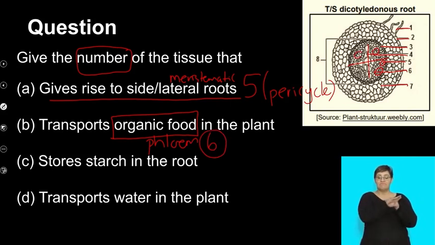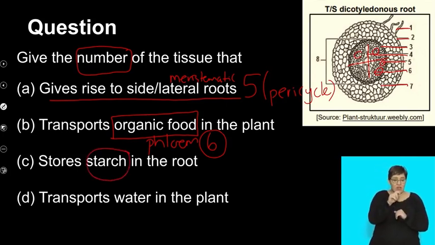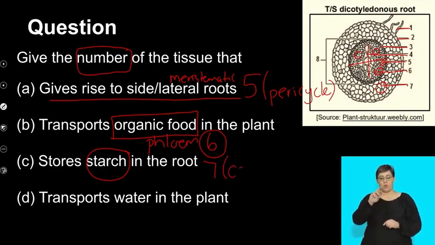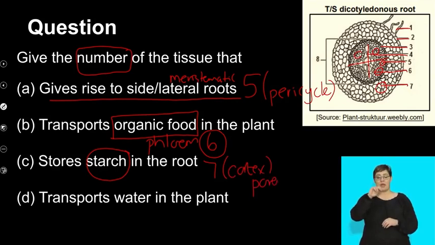C, stores starch in the root. Storage, packing. So when we think about storing of starch, remember that's your potatoes, guys. This could be what your potato looks like as well. Where do I store things? I store things here in my parenchyma. And that's going to be number 7. The area is called the cortex, but the cell is called the parenchyma cell.